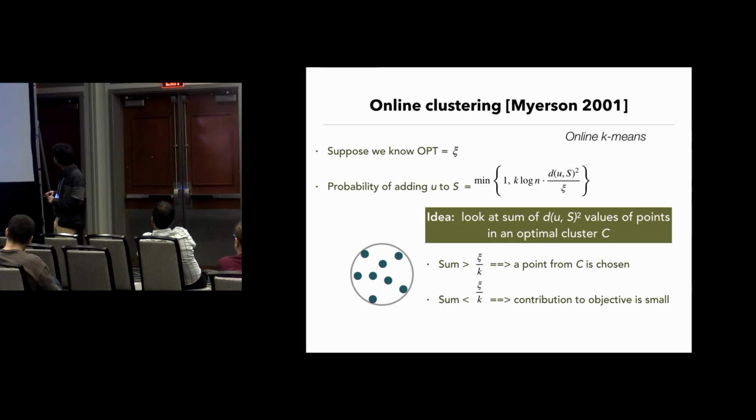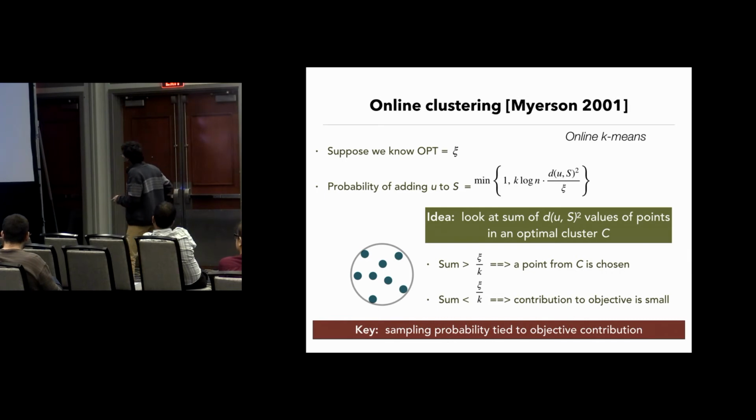Of course, this is not a formal proof because the S keeps changing, and maybe these d_u values will change with time. Sometimes they will reduce with time and so on. So this is not a formal proof, but this is the rough idea of the proof. It's very simple. And the nice thing here, if you think about it, is that the probability is tied to the contribution to the objective. And that's why you're able to get this argument to go through.